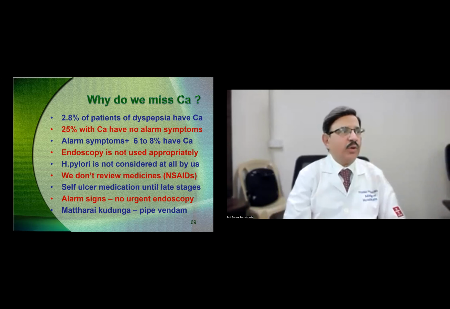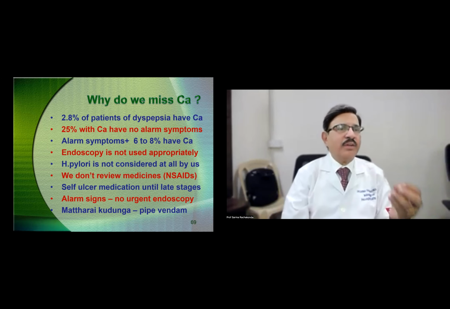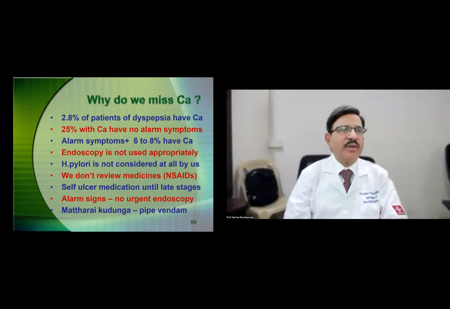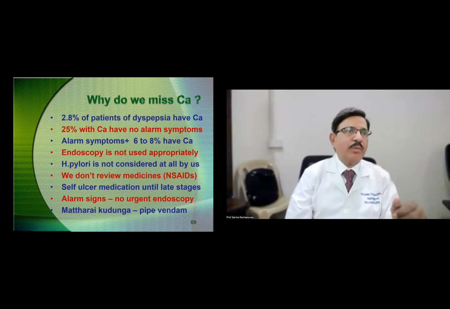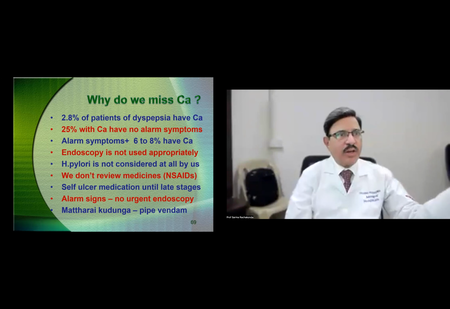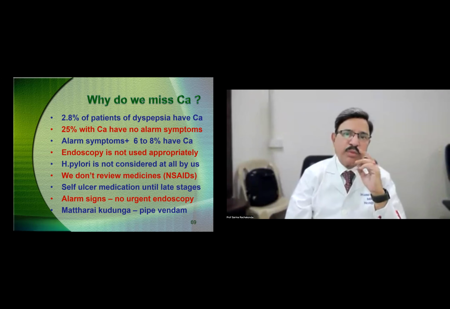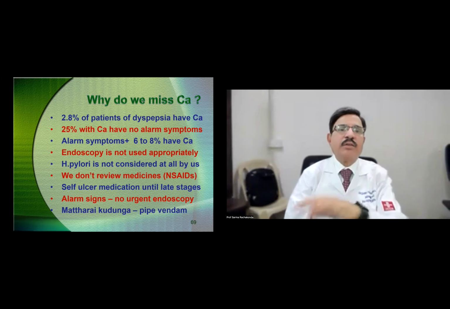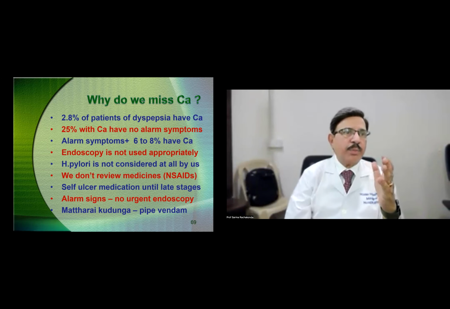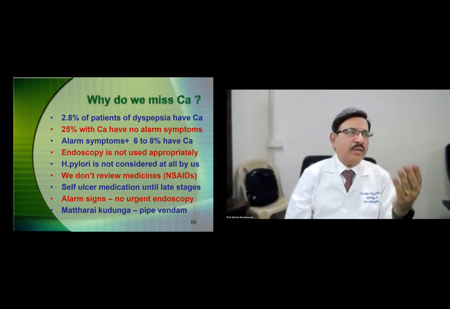They don't have dysphagia, they don't have bleeding, they don't have anemia, they don't have loss of weight. At least if you screen, 70% you can identify. The remaining 25% do not have alarm symptoms. Even of those with alarm symptoms, only 68% have cancer. Endoscopy is not appropriately used. Endoscopy is delayed or not done even after 8 weeks of treatment.